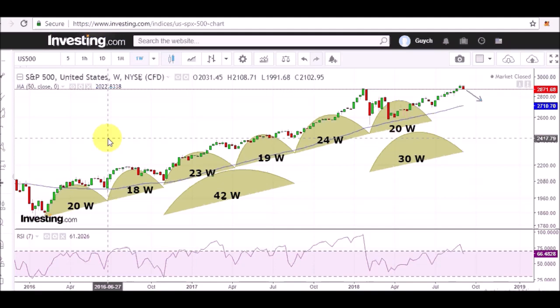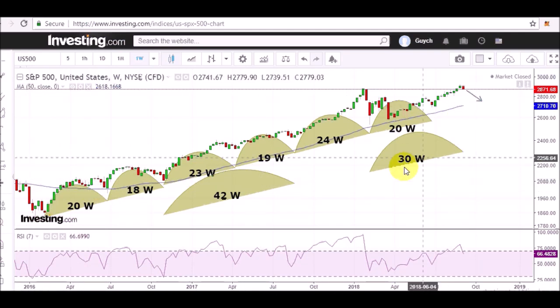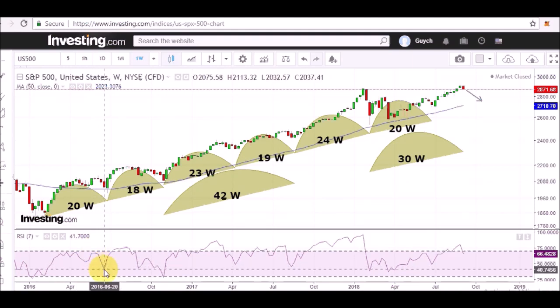That gives us a 20-week cycle, and during the declining phase of that cycle, which lasted only 4 or 5 weeks, the price dipped slightly below the 50-week moving average. This blue line is the 50-week moving average. The decline in the RSI was not that significant. We dipped just a little bit below the neutral level on the 7-week RSI. This is the 7-week RSI.